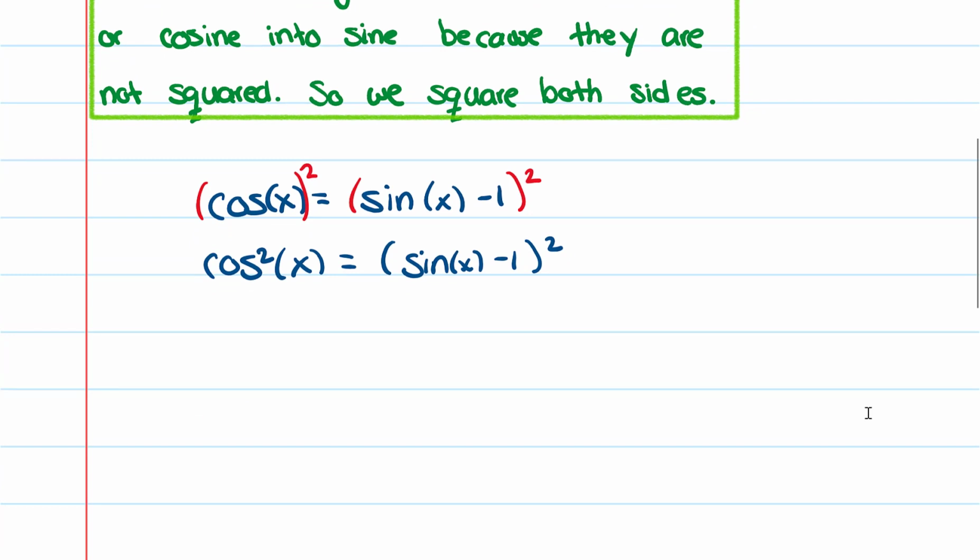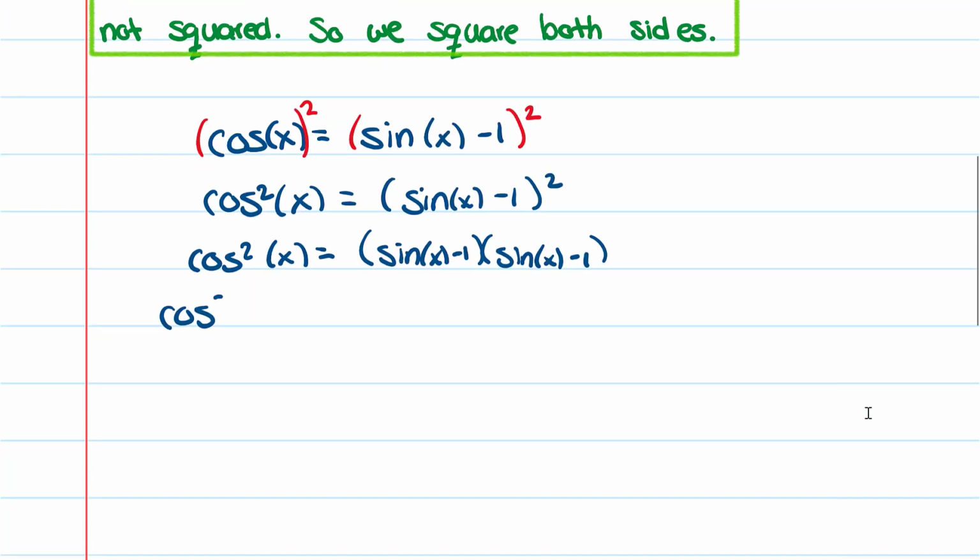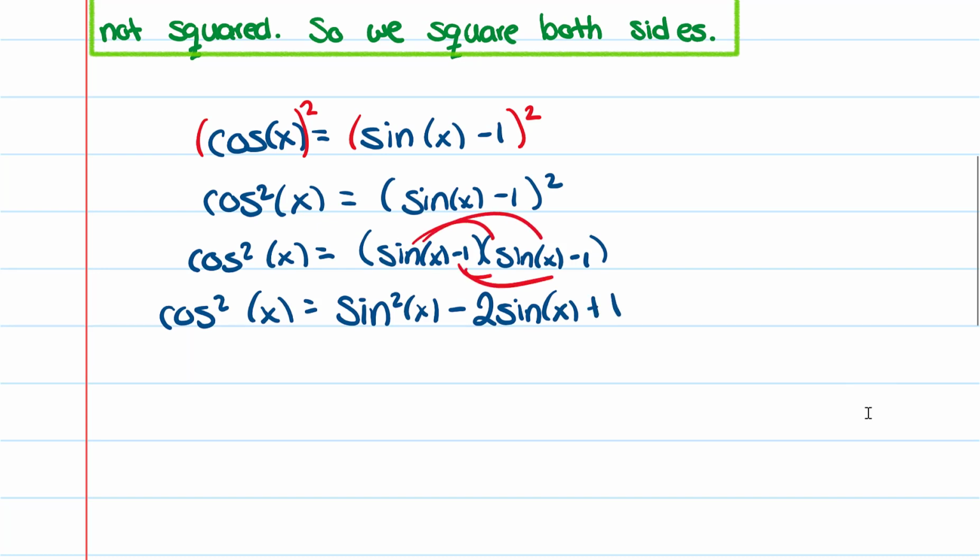And this first one I'm going to do kind of slow. So we get cosine squared. And when you square something, it literally means that you have it twice. So you have sine of x minus 1 twice. And then we're going to distribute out that side. So we get sine squared of x minus 2 sine of x plus 1. And that comes from distributing and then combining like terms.